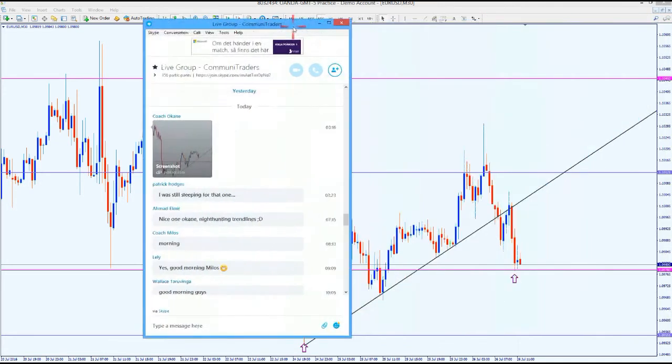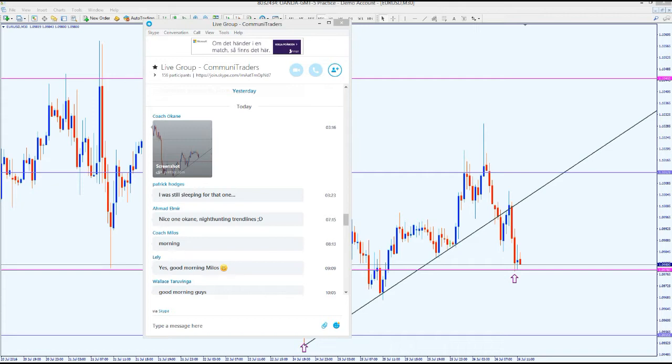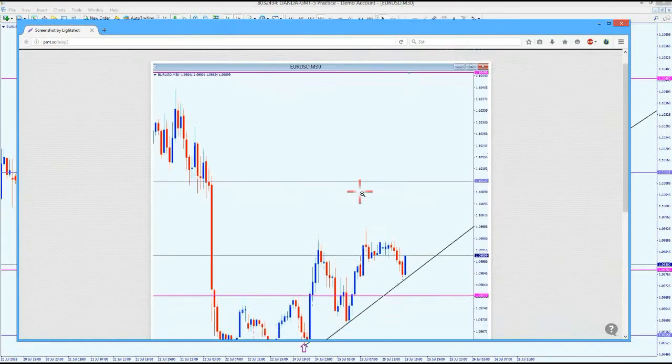As you can see, I shared this line at 3 in the morning my time. It was when price was here. You see the price continued after that and also reached my target here. I'm not sure if you can see this, but I'm going to show you the big picture here.